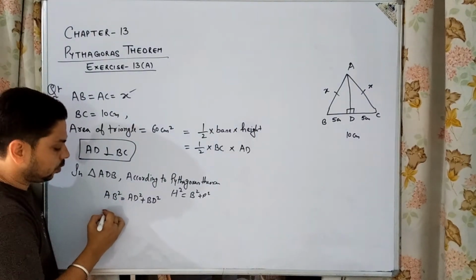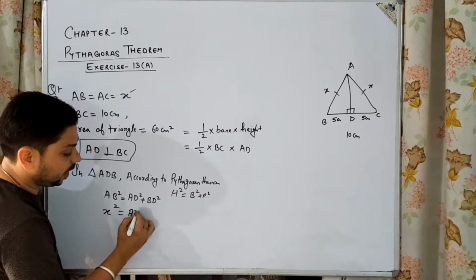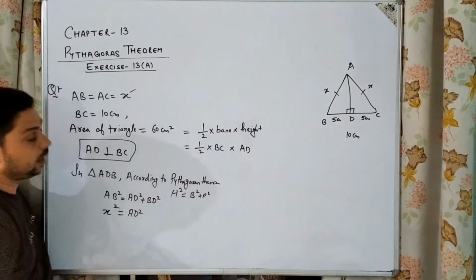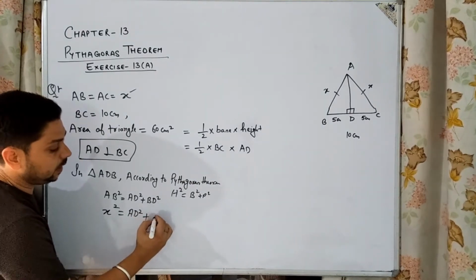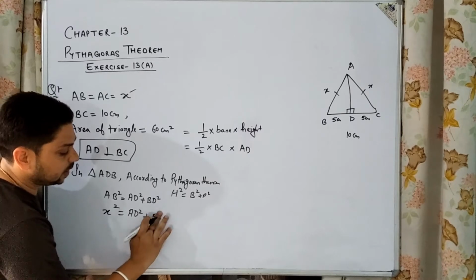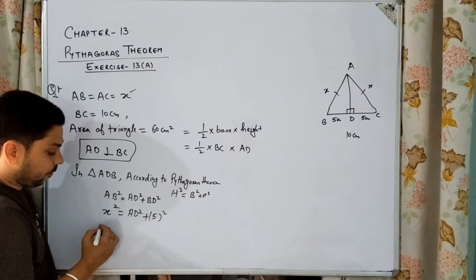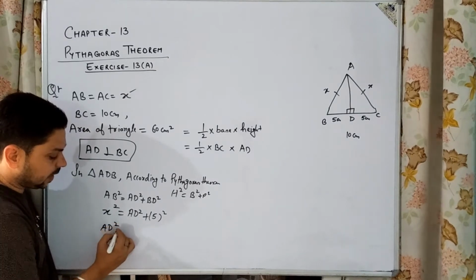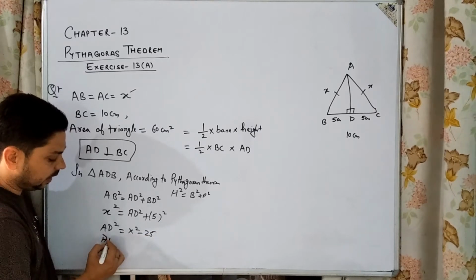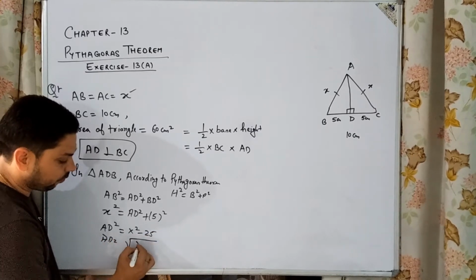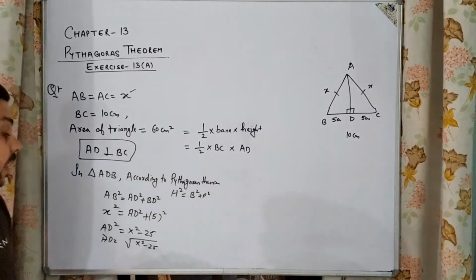Now AB is x, so x square is equal to AD square, this is what we have to find out because we want AD for the area of the triangle, plus BD square. What is BD? BD is 5 centimeter, so this is 5 square. So find the value of AD. AD square will be equal to x square minus 25. AD is equal to the square root of x square minus 25. Okay, remember these things.